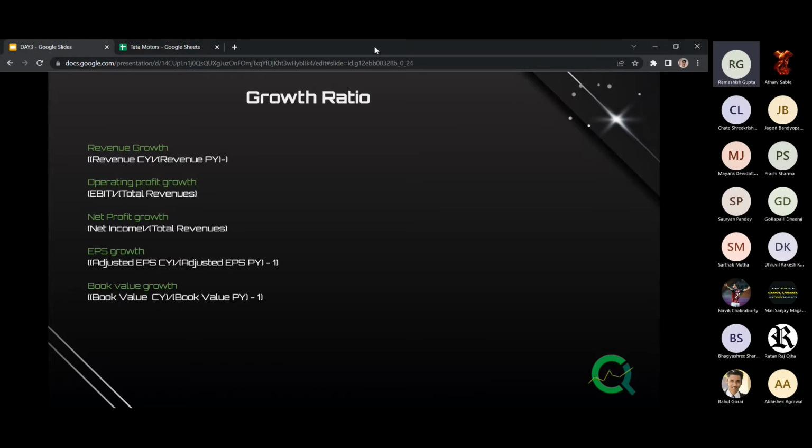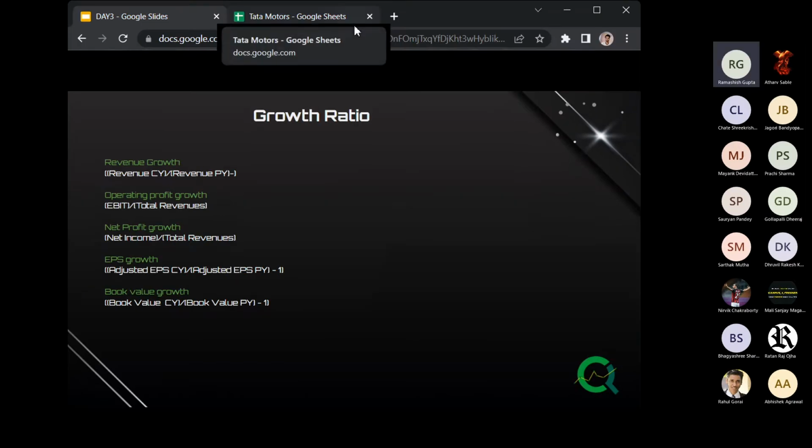If anybody has any doubt till here, just unmute yourself.